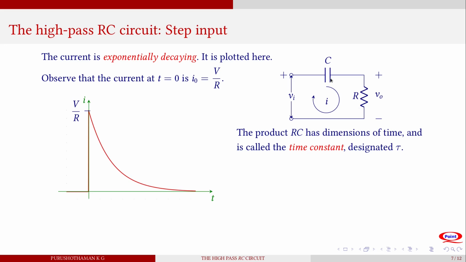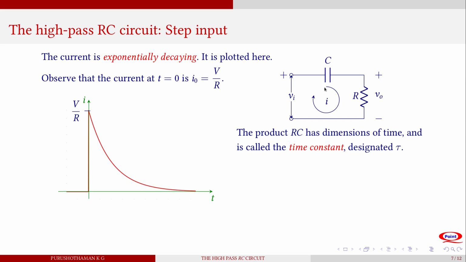So if the time constant is high, that implies that more time will be taken by the current to reduce. So time constant gives an idea about the speed with which the capacitor charges. If time constant is high, capacitor is charging slowly.